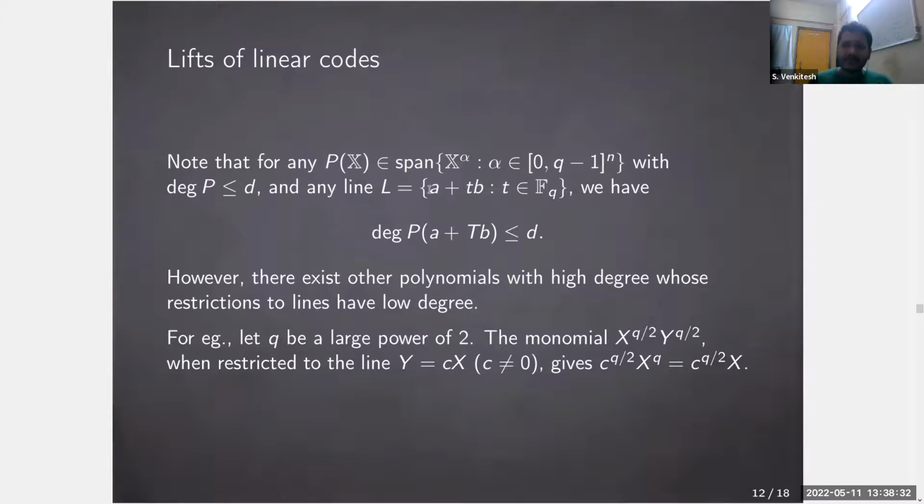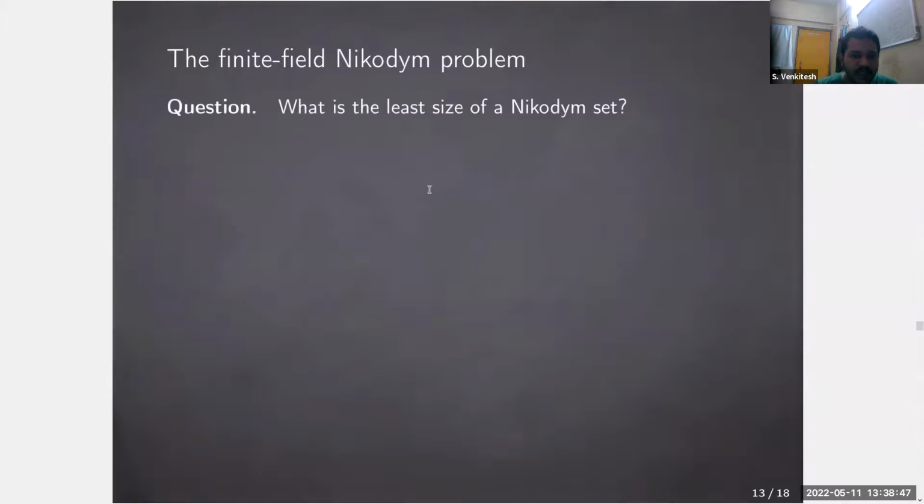Although the degree need not fall as much. Here the fall is from q to 1. It could be anywhere in between. But the idea is, degrees can fall significantly when restricted to lines. How far can we exploit this idea? So once again, back to the question: what's the least size of a Nikodym set?